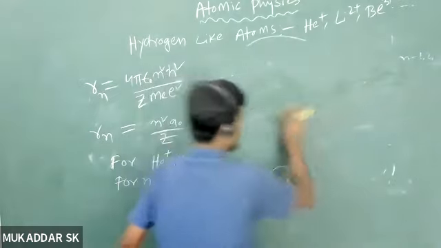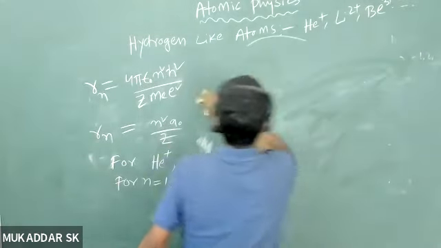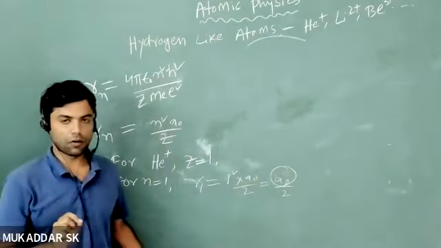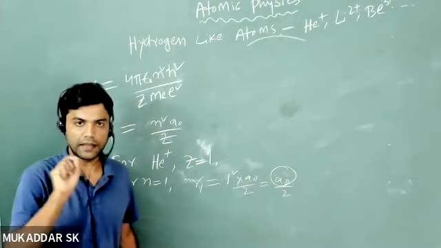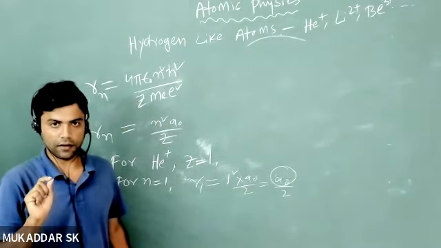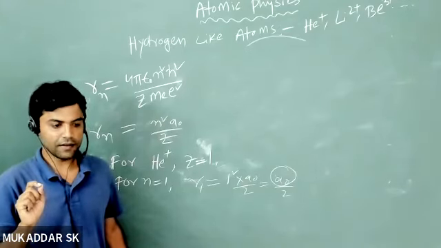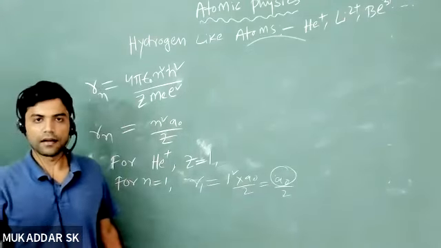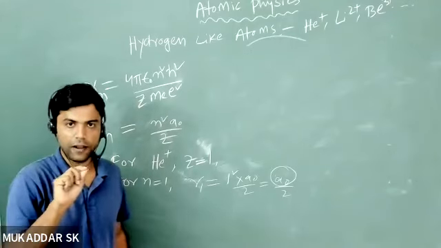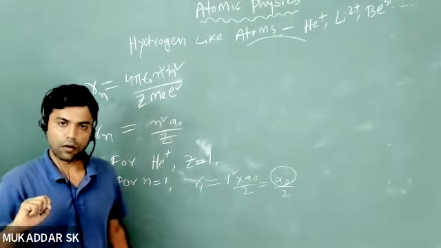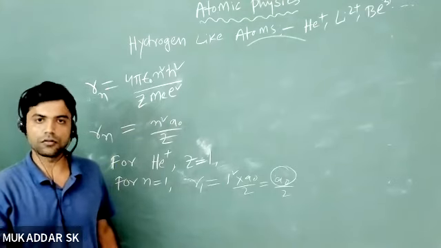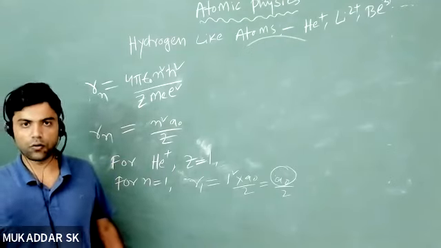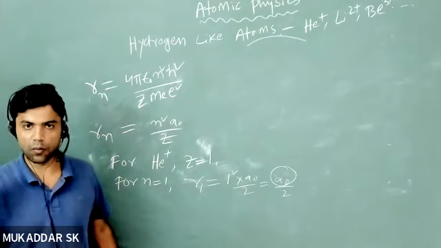For hydrogen, how much will it be? Yesterday we have seen, right? For n equals 1, or ground state, that radius was simply a naught for hydrogen atom. So for hydrogen atom, the radius of the first Bohr orbit is simply a naught. A naught is how much? 0.53 angstrom. Then also you have seen yesterday that for n equals 2, or first excited state, that radius of orbit is 2 square a naught.